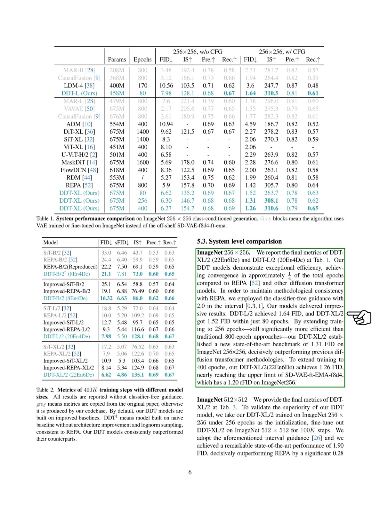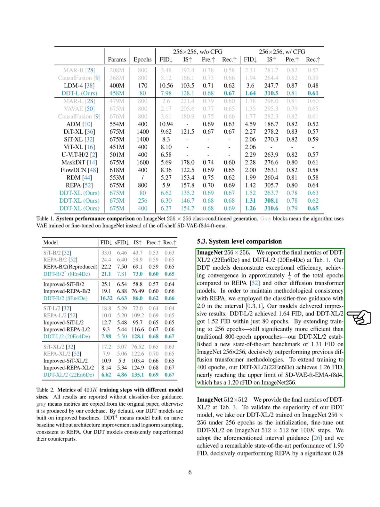We fine-tuned our DDT-XL2 model, initially trained on ImageNet 256 x 256 for 256 epochs, for an additional 100K steps. Using the same guidance interval, we achieved a remarkable state-of-the-art performance of 1.90 FID, surpassing REPA by 0.28 FID points. Some metrics in our results table show slight degradation, which we believe is due to insufficient fine-tuning. With more training iterations, DDT-XL2 reached 1.28 FID at 500K steps with CFG 3.0 in the same guidance interval.